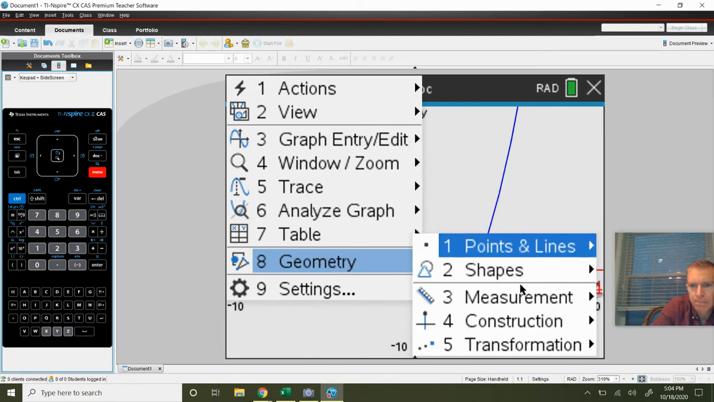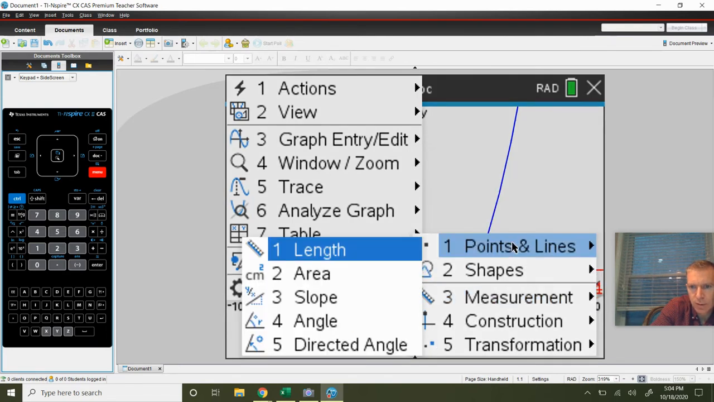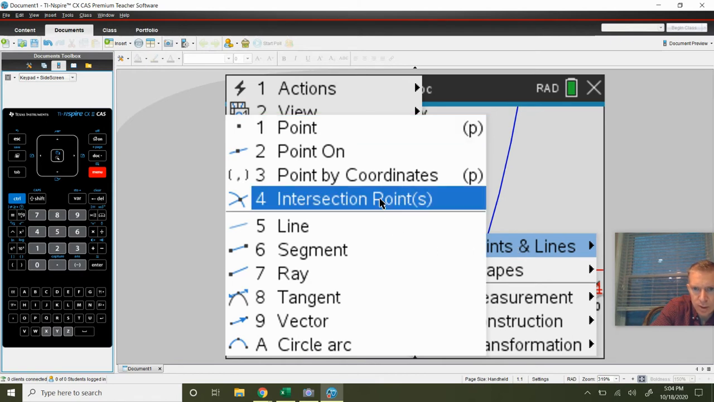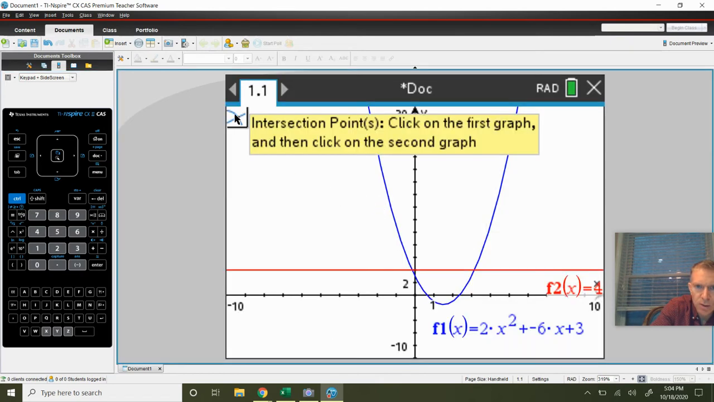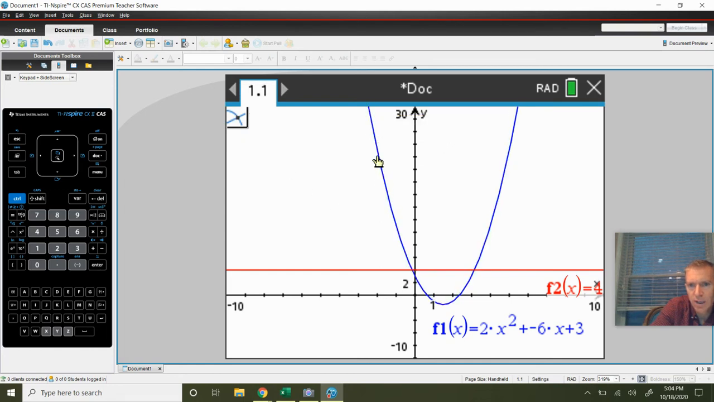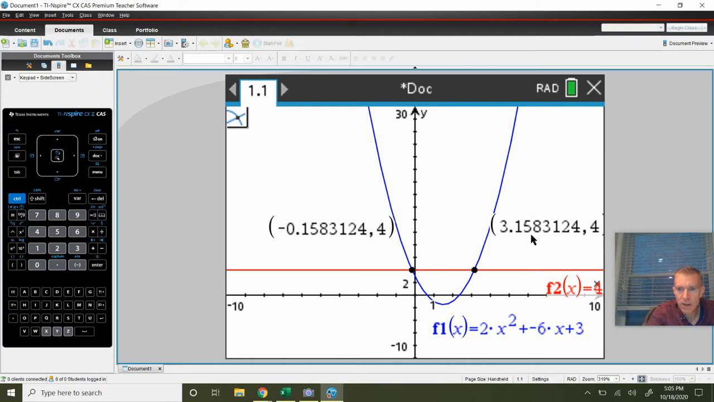Okay, so let's do menu, geometry, points and lines, the first one, then intersection points. Okay, now you can hover over this and it tells you what to do to find your intersection point. Click on the first graph, then click on the second graph, and it's going to find your points of intersection. Let's move this over. That one's 3.15. Okay, so we did something wrong. Let's figure out what we did wrong. Okay, these should be our values, 3.158 and negative 0.158.